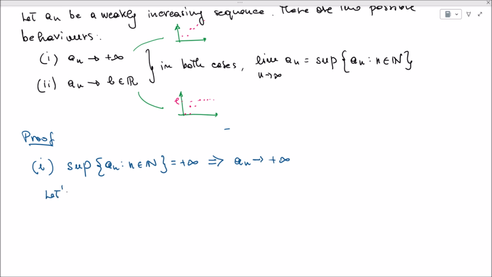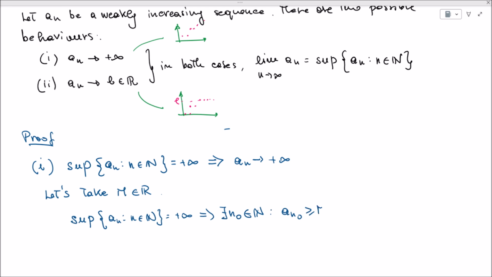So let's take m a real number. Then we know that since the supremum of an is equal to plus infinity, this implies that there exists at least one n0 in the natural numbers, such that an0 will be larger than or equal to m. This is just the definition of supremum.